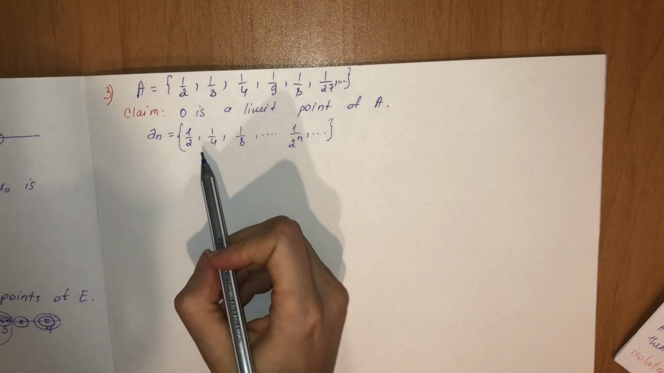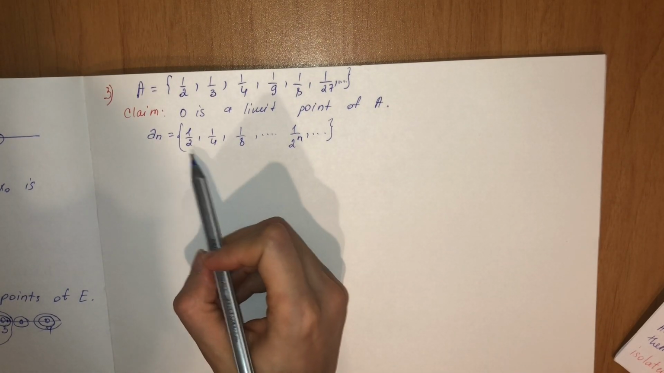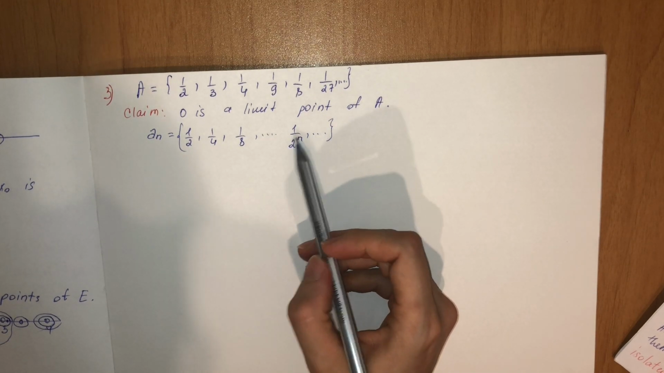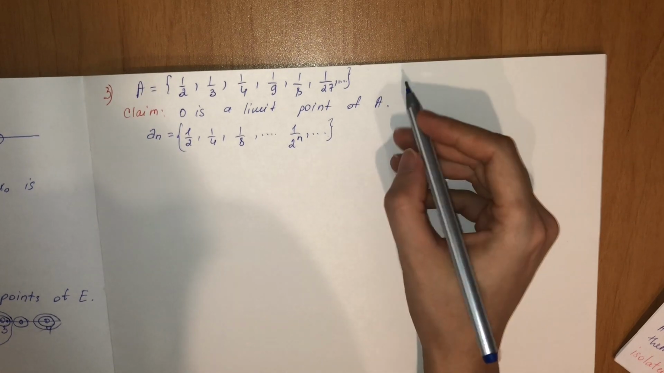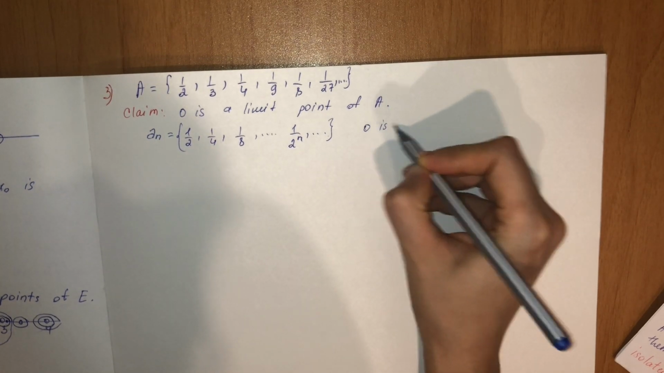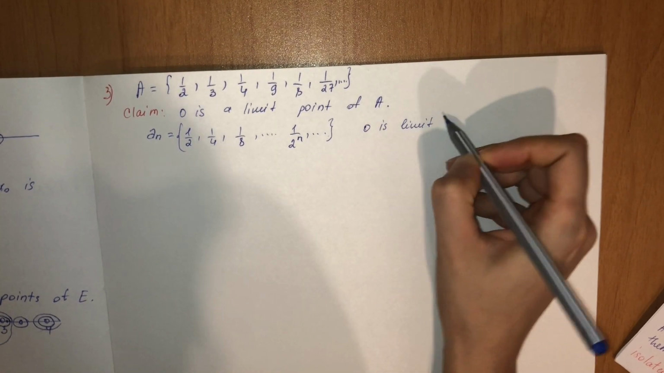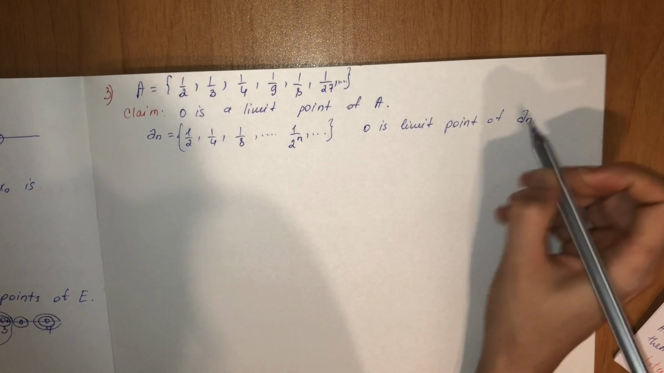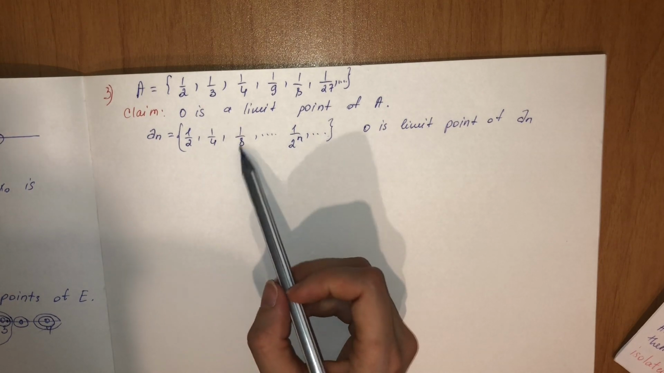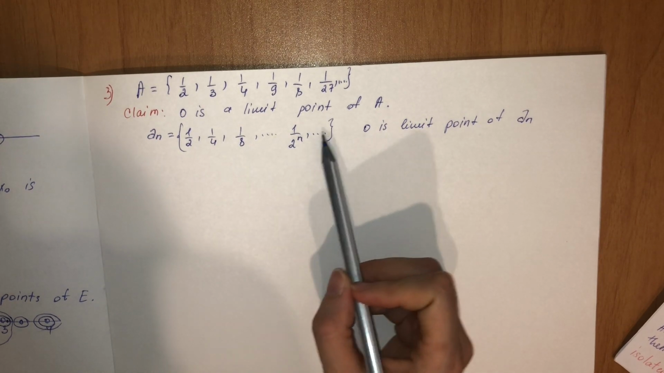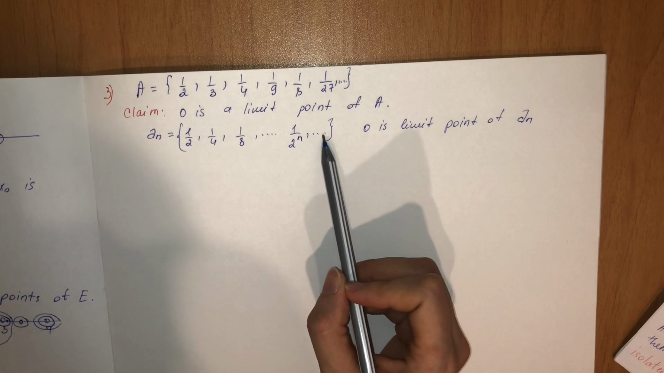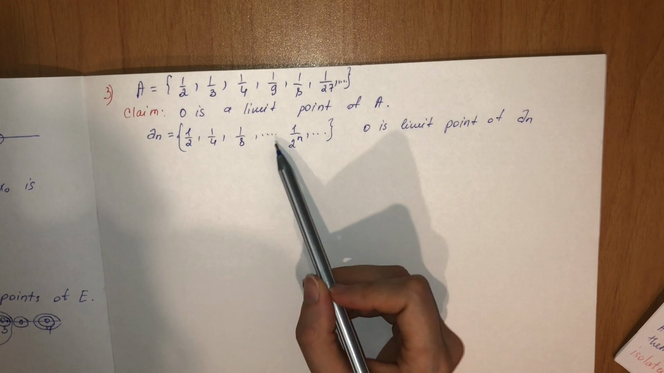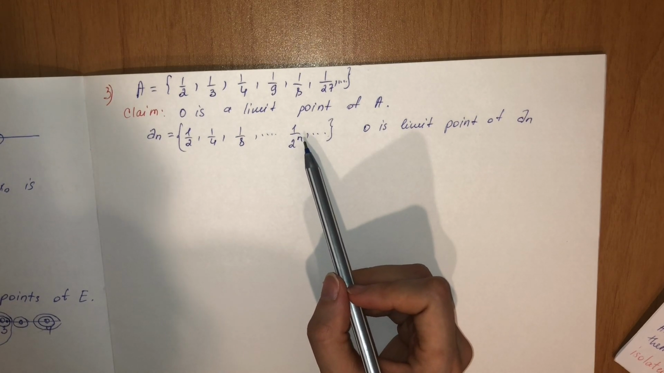So the limit of this sequence is 0. Yes, it converges to 0. So 0 is a limit point of delta n. It keeps going and it never gets to 0. Yes, it never becomes 0.